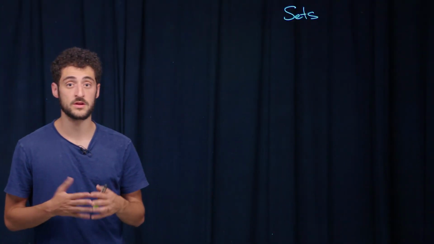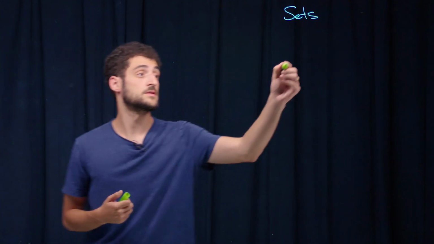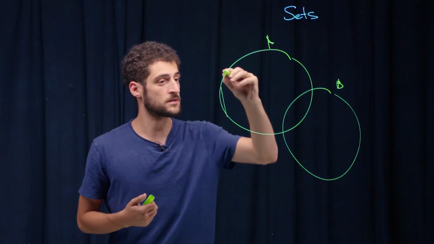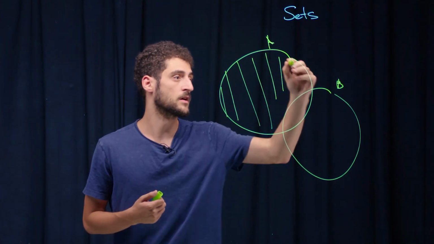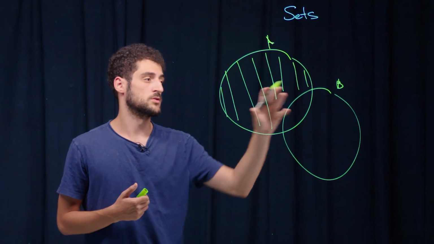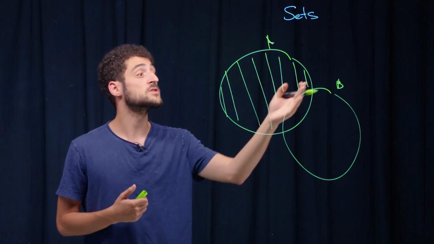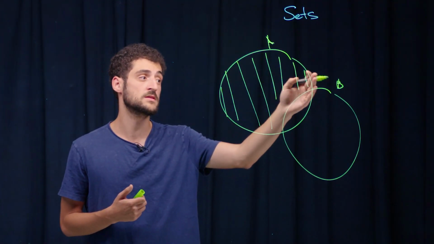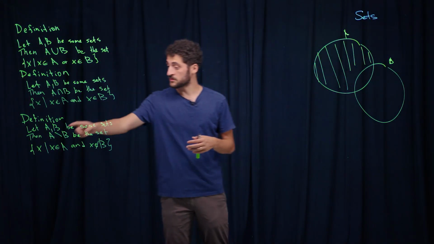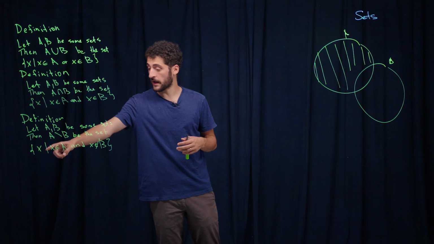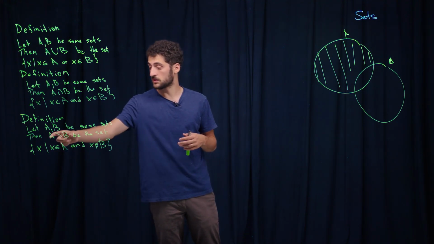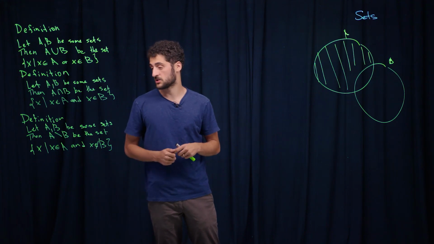And the last operation is difference. The difference of two sets A and B is this part of the set A. So it's all the objects in A that don't belong to B. Note that this operation is not commutative, so A minus B is not the same as B minus A. A little bit more formally, the difference of A and B is the set of all x such that x belongs to A and x doesn't belong to B. We denote it using the backslash.